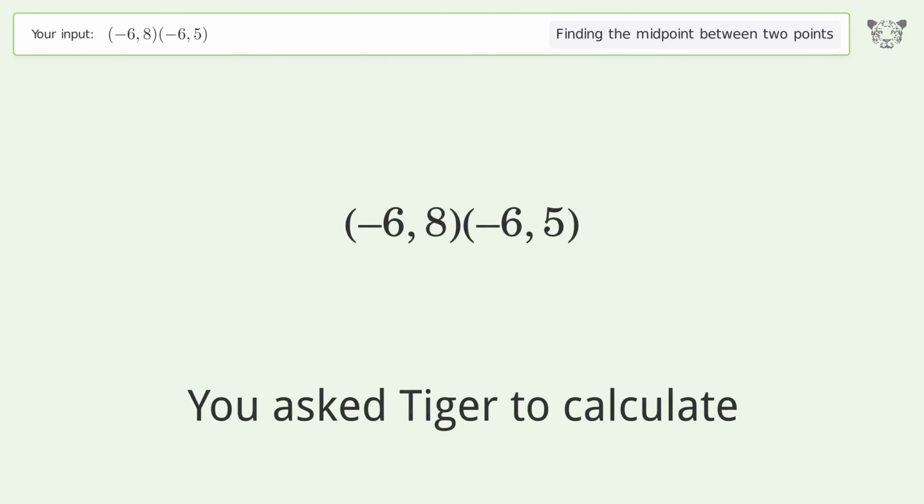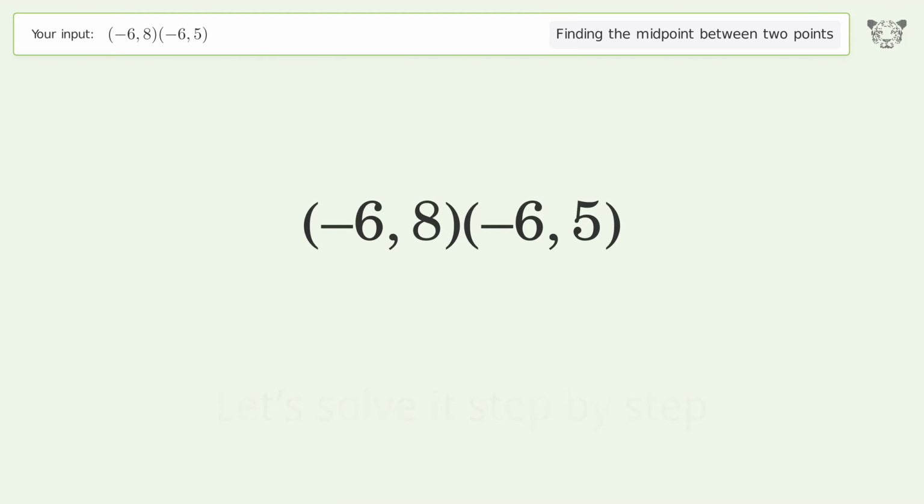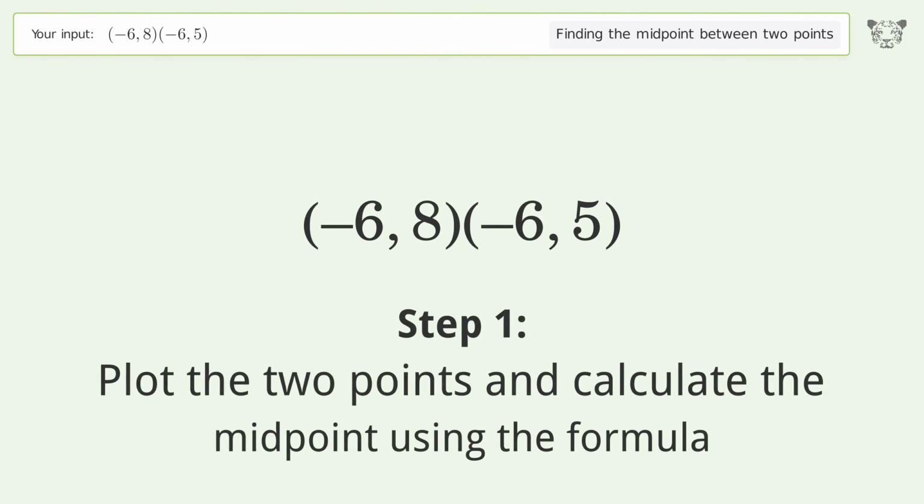You ask Tiger to calculate. This deals with finding the midpoint between 2 points. The midpoint between the 2 points is -6, 6.5. Let's solve it step by step. Plot the 2 points and calculate the midpoint using the formula.